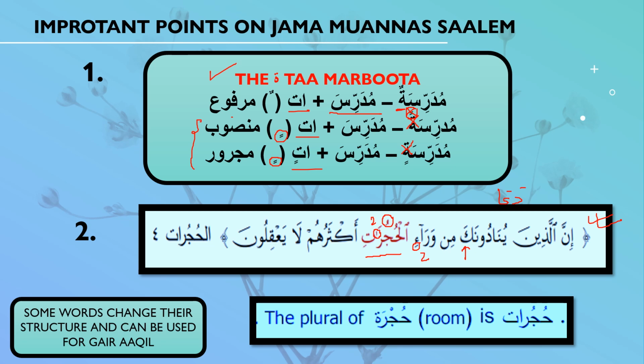Then here, some words, and now you have seen the Jama Muannas has been applied. The rule of Jama Muannas has been applied for the Ghair Aqil. So Hujurat is coming from Hujra. Hujra is singular, means one room. Hujurat is plural, and the rules can be applied for the Ghair Aqil.